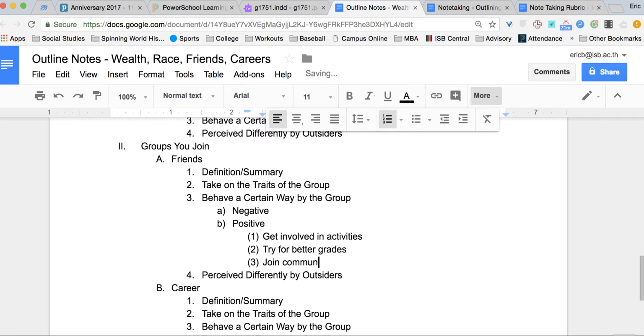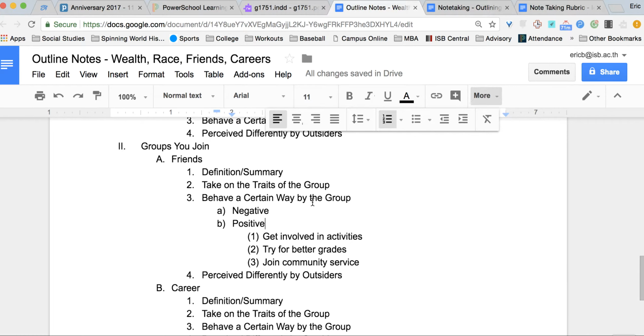Now, some of you wonder, why do I start with verbs? Well, later on when you go to write essays, you could basically turn these into sentences. Friends can positively affect you by getting you involved in activities, helping you try for better grades, and helping you join. So basically, if you have verbs, later on when you turn this into a paragraph, you're in good shape.